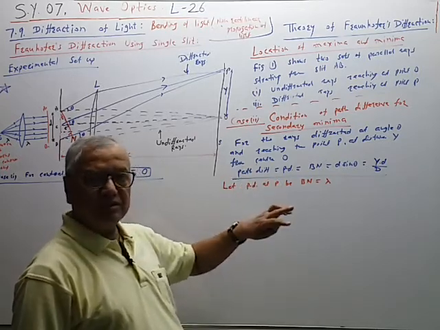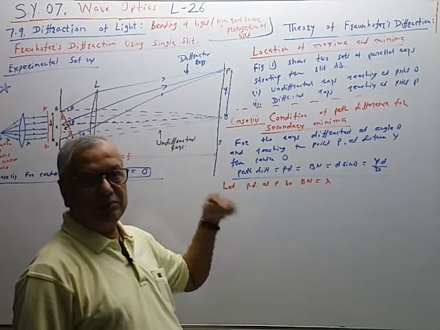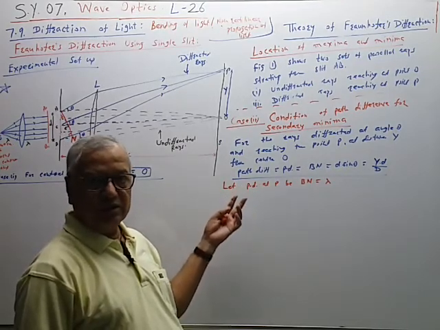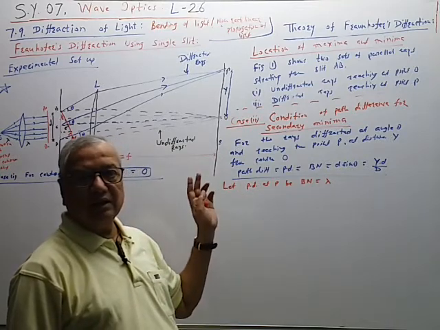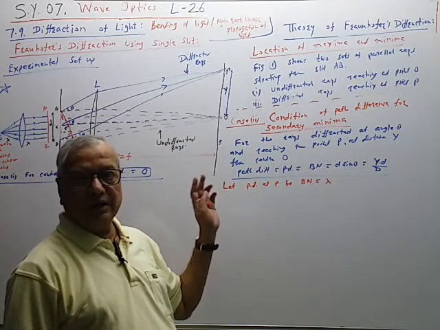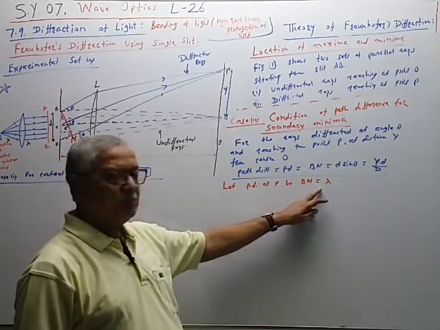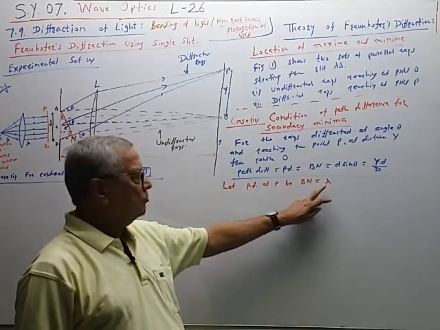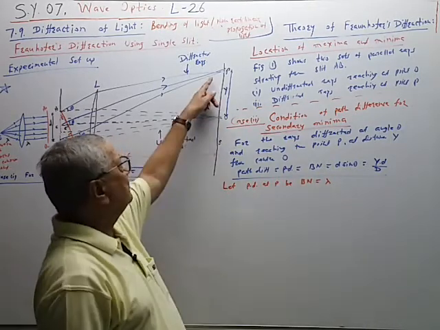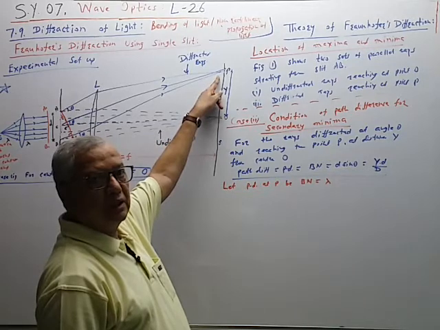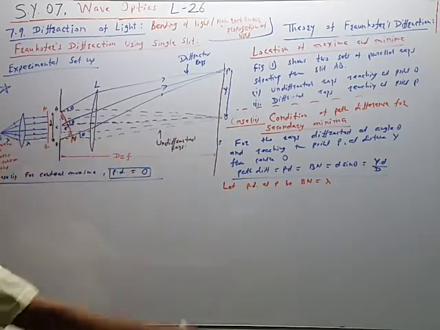If the phase difference is 0 degree or 360 degree or 720 degree, it will appear bright. Constructive interference condition. If the phase difference is 180 degree, 540 degree, etc., odd multiple of pi, then the point will appear dark. So for path difference lambda, let us see the phase difference at point P. So when Bn is equal to lambda, this is Bn.